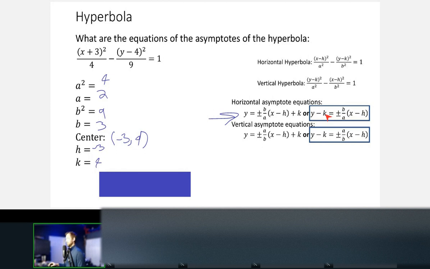So we know the k value. The k value is 4. We know the h value, that is -3. We know our b value. Our b value is 3. And then we know the a value is 2. So we just fill that stuff in. And then we have our answer. Super straightforward. And of course, make sure you simplify if you need to.